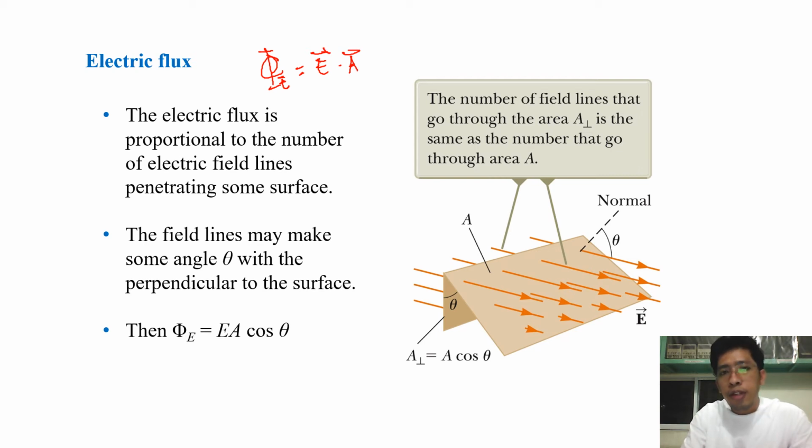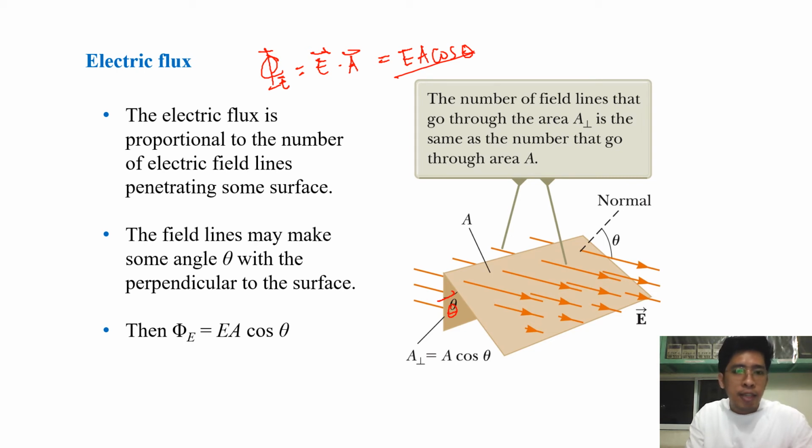If you know this dot product, you know that this is equal to EA cosine theta. Because it's not always the case that your electric field and your area are at 0 degrees with respect to each other. There are instances where your area is oriented at some angle theta, like this one here. You have some angle theta, so you use EA cosine theta.